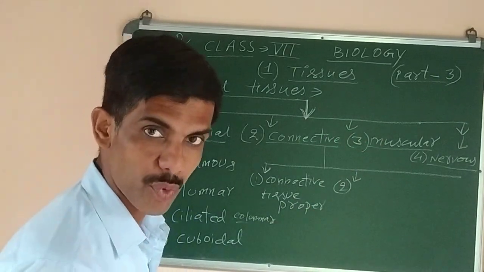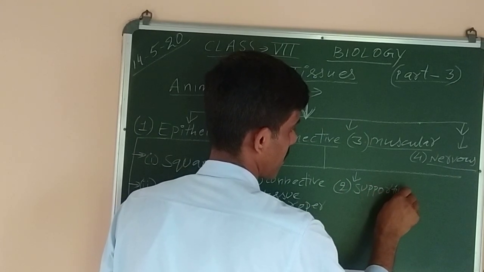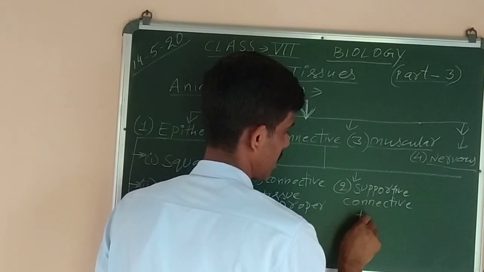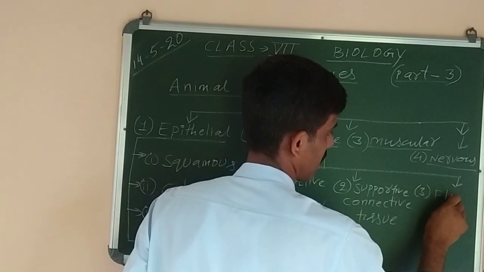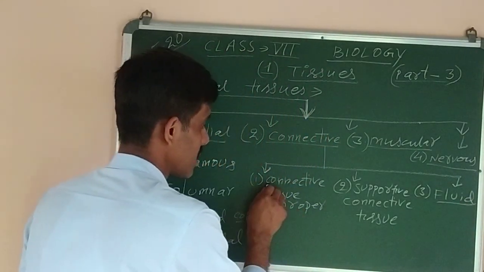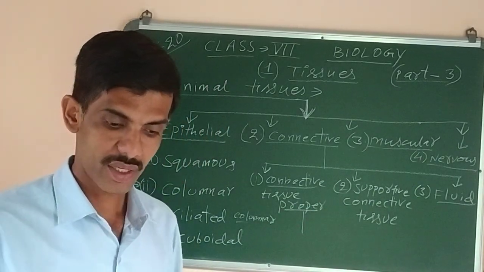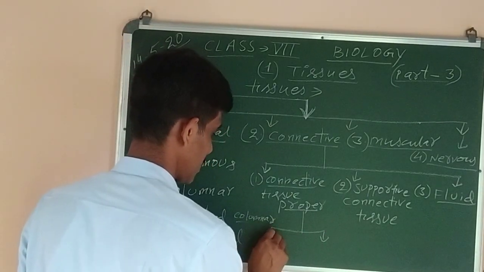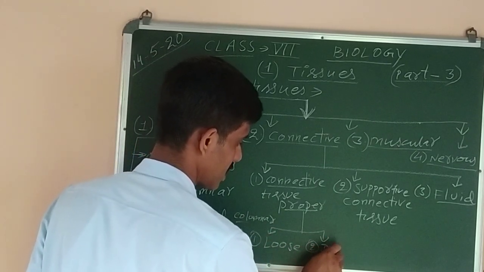The second one is supportive connective tissue. And the third one is fluid connective tissue. Now this connective tissue proper is further divided into how many types? It is divided into 2 types: loose and dense. So number 1 is loose, number 2 is dense.